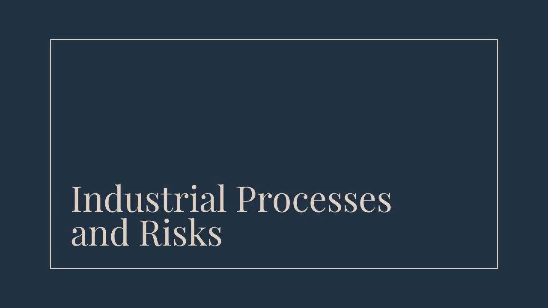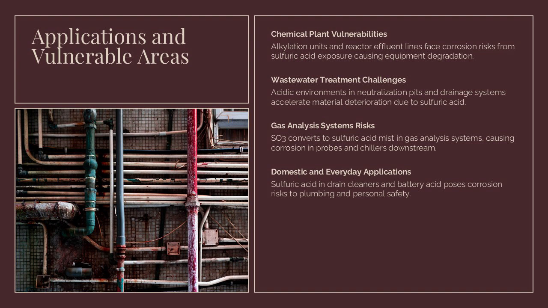Industrial processes and risks, applications and vulnerable areas. Sulfuric acid corrosion is a major concern in various industrial processes. Chemical plants, particularly alkylation units and reactor effluent lines, frequently encounter sulfuric acid exposure, leading to equipment degradation. Storage facilities for sulfuric acid also require careful design to prevent leaks and corrosion.